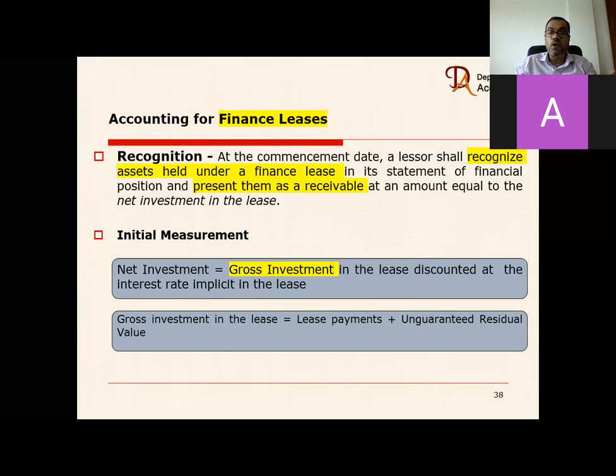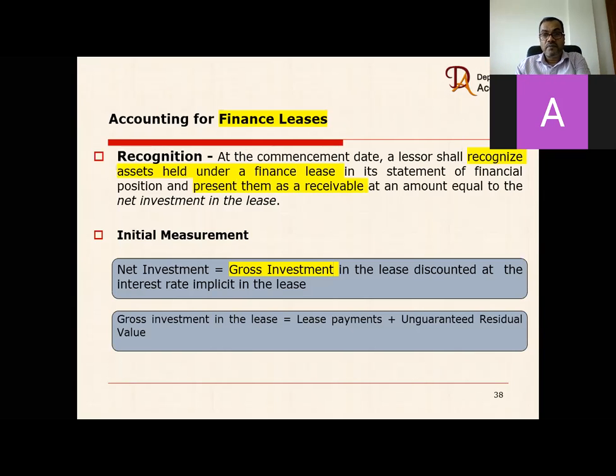Then in your balance sheet, what is seen is lease receivable, 450. Of that lease receivable of 450, immediately you receive 100,000. Therefore, the balance receivable is 350. So it's not revenue for you. It's lease receivable. But what is your revenue? What's your income then? Your income would be the finance charge.